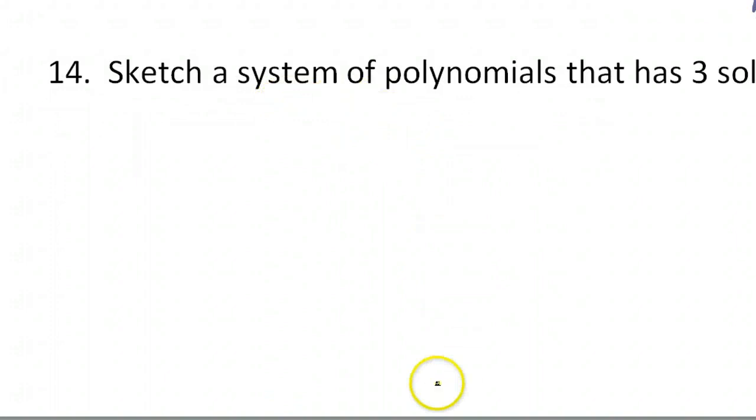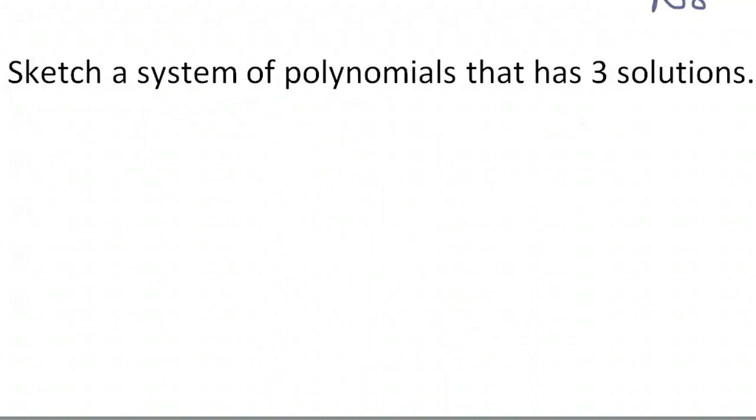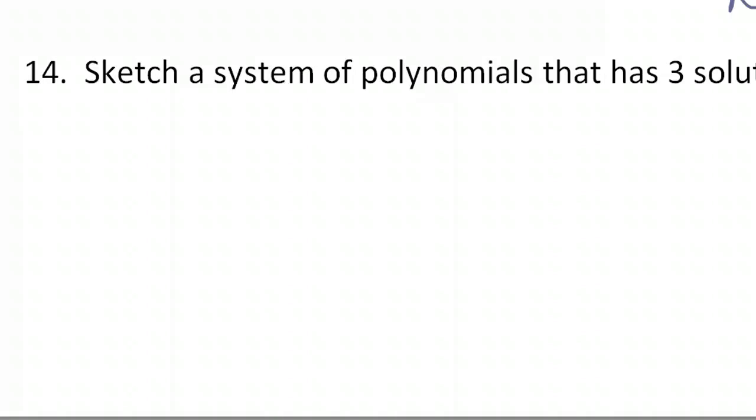Okay, now let's look at the 14th and final problem. We're supposed to sketch a system of polynomials that have 3 solutions. Okay, we're just doing sketches. We're not doing any equations or anything. So let me just give you the background knowledge. A system of polynomials is simply 2 or more polynomials on the same plane, together. So, for example, I could have one polynomial that was a parabola. And I could have another polynomial that's another parabola.